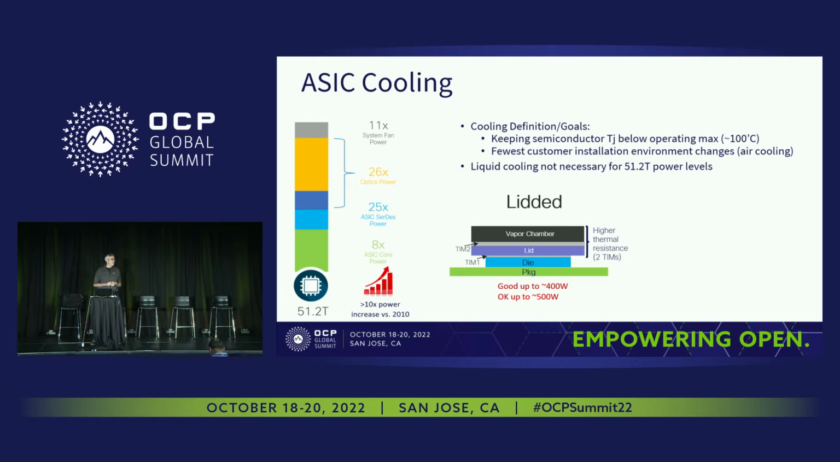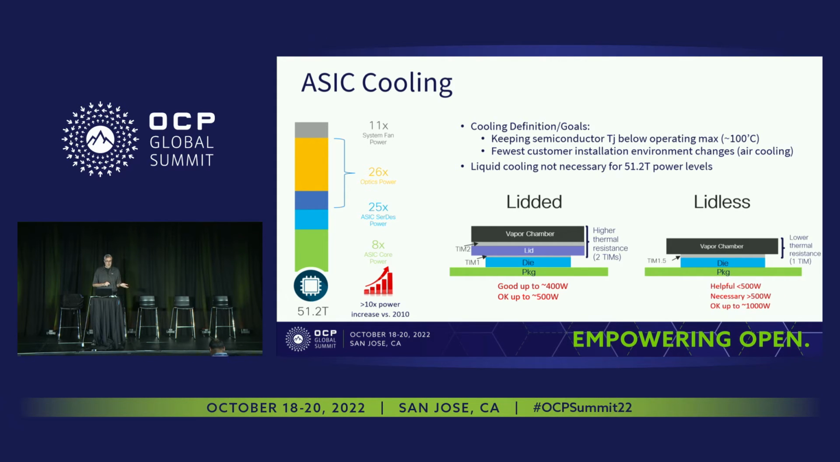So one way that we can improve the efficiency of air cooling against these headwinds is to look at removing the lid from the package. What I've shown here on the left side of the screen is a conventional lidded package. In blue is the semiconductor die. It connects to the vapor chamber heatsink where the majority of the heat gets transferred out of the system via heat pipes and other means, via actually a fairly complex sandwich. So there is a lid on top of that die.